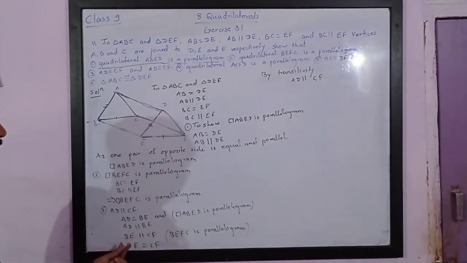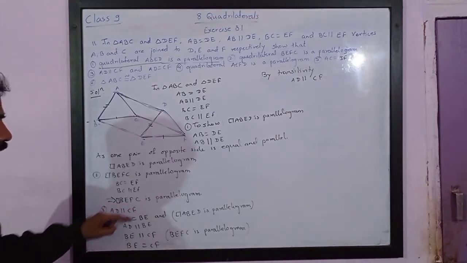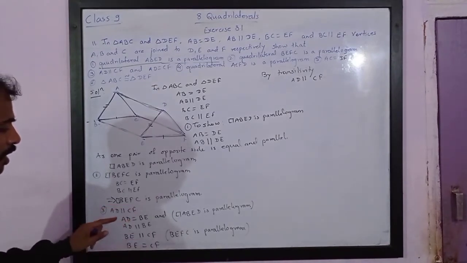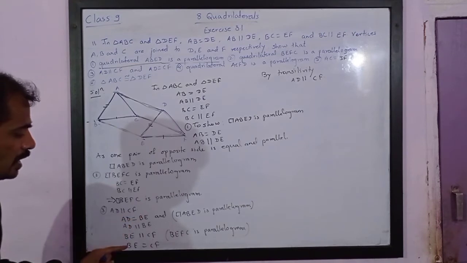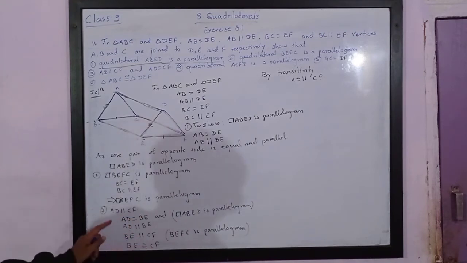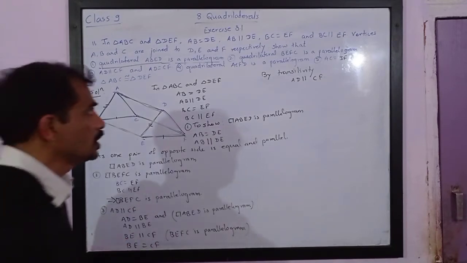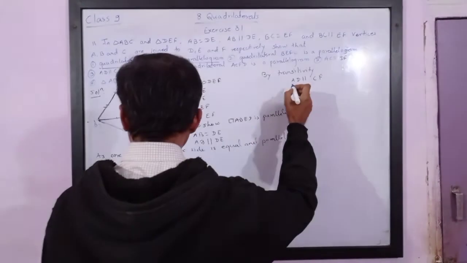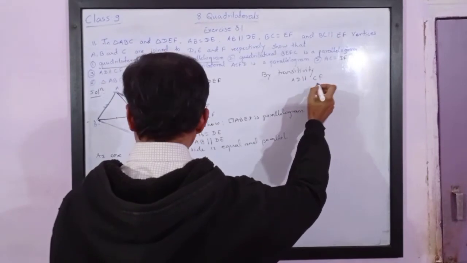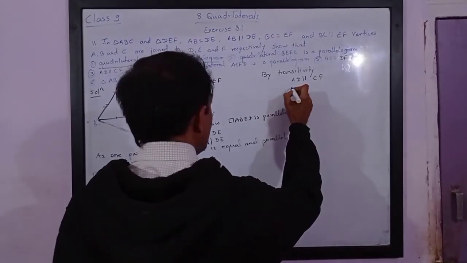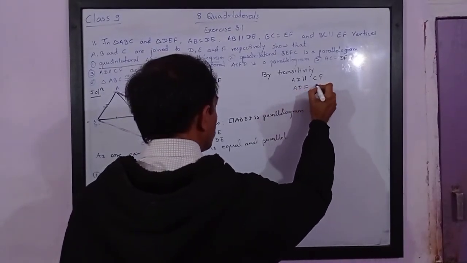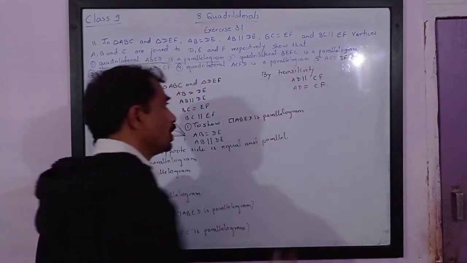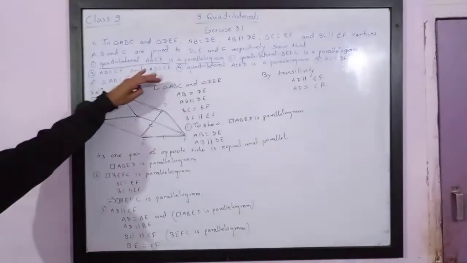So we will get, now see, AD equals BE and BE equals CF. First is equal to second, second is equal to third. It means first must be equal to third. So I will get first equal to third. So again, by transitivity, I can say that AD is parallel to CF and AD is equal to CF. Same property. So we have proved the third part.